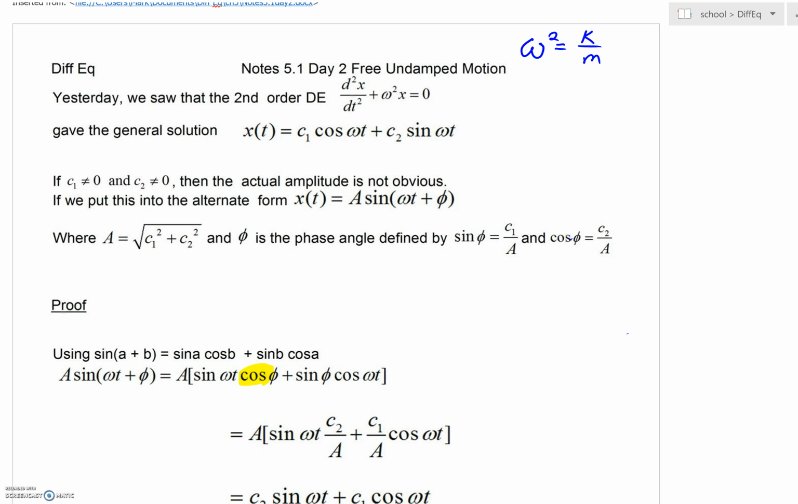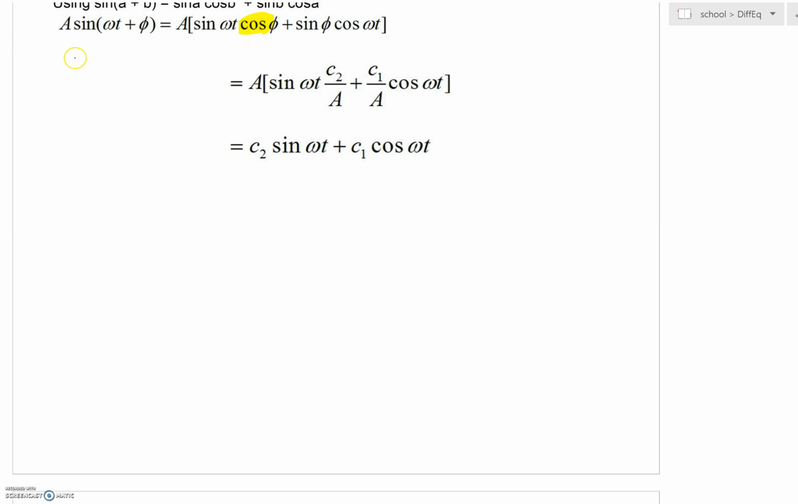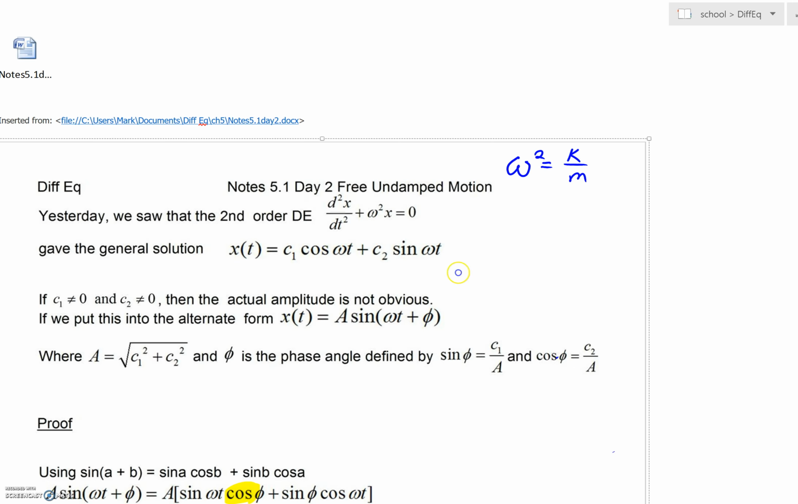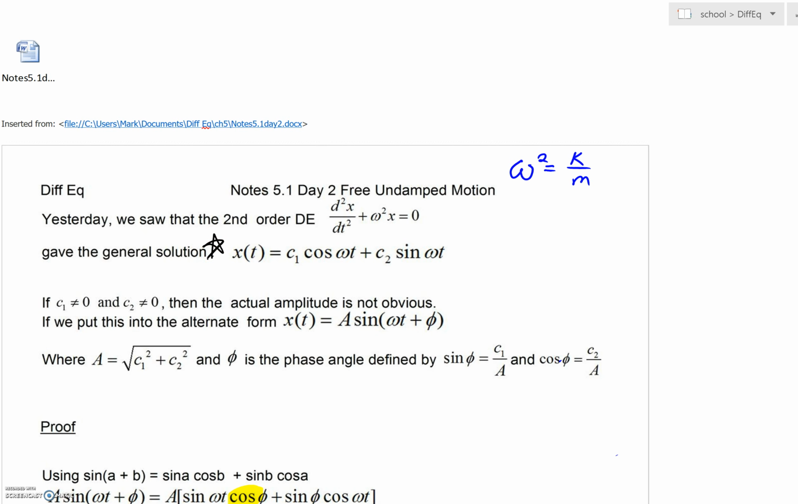Differential equations, we're looking at lesson 5.1, day 2, with free undamped motion. A little bit of review. Yesterday, we saw that we could have, for undamped motion for a spring, a second order differential equation of this sort right here. X of t we solved with c1 cosine of omega t plus c2 sine of omega t. By the way, omega squared was k over m, where k was the constant from Hooke's law, and m was the mass of the weight.